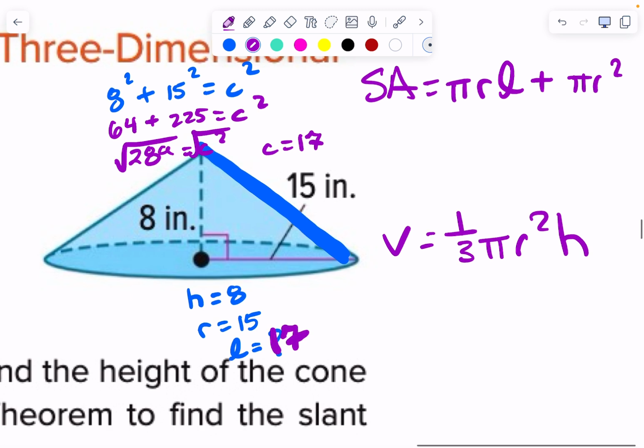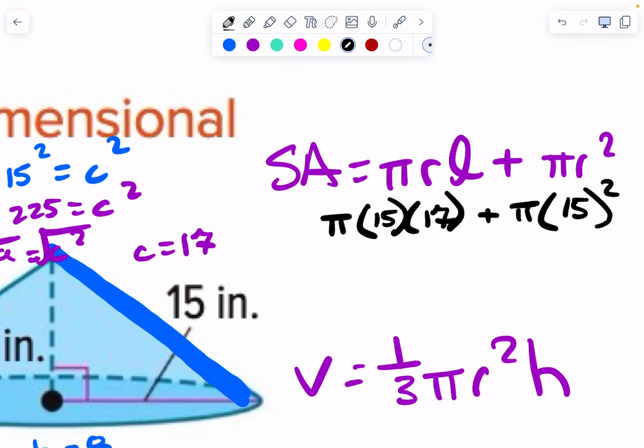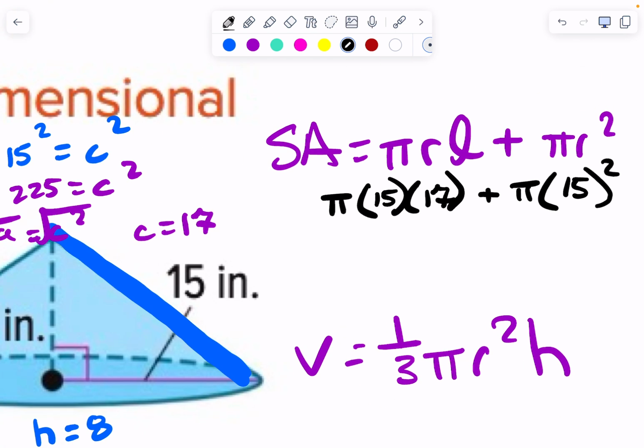All right, here we go. Let's find surface area. I'm just going to plug stuff in. Pi times R, which is 15, times the slant height, which is 17, plus pi times R, which is 15, squared. Do you know how to type this in? I would get a calculator out and practice. I can do it in my head. You can. Okay, get a calculator out and practice typing it in.